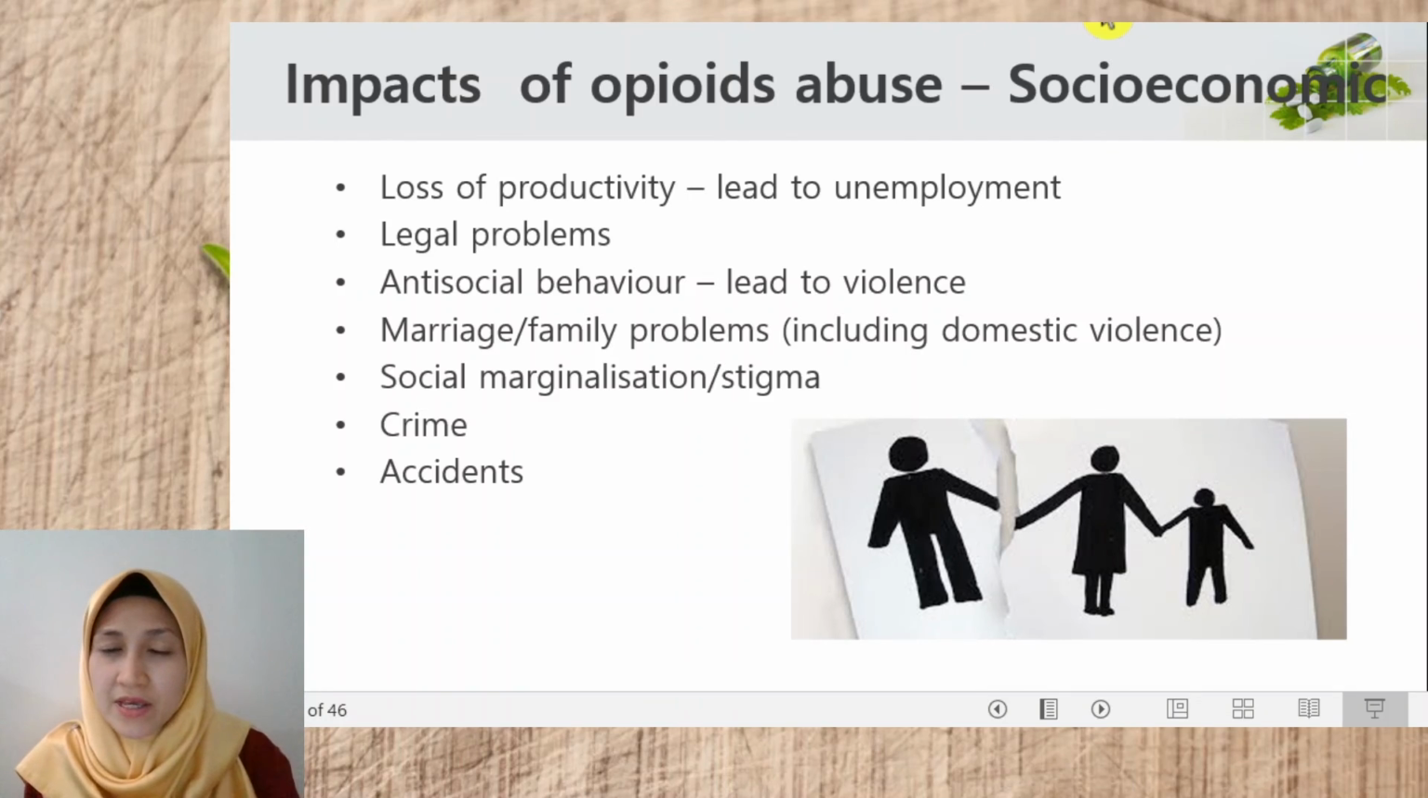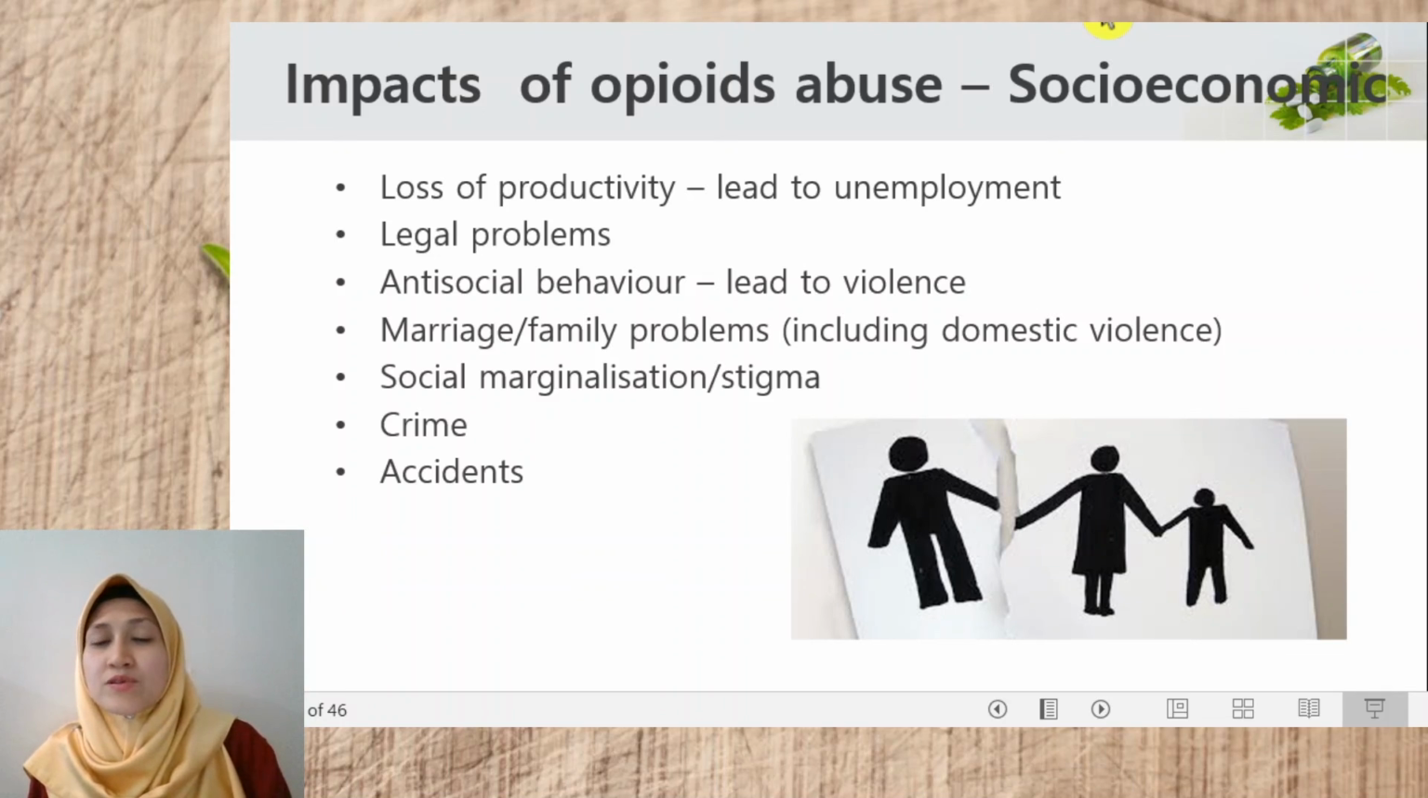Antisocial behavior: there is an increase in violence, for example, domestic violence among family members and partners, and also marriage problems and family problems as consequences of that, and also social marginalization or stigmatization by society, crime, and also accidents. Many of these acts are going to violate their acceptance in society.